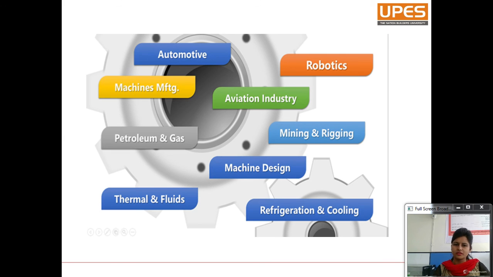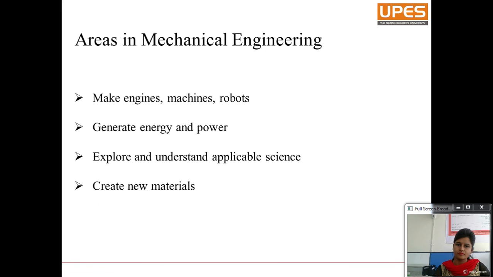Now, mechanical engineering you'll find in robotics, in the automotive sector, in the petroleum and gas sector, thermal and fluid systems, machine design, the aviation industry, mining, rigging, refrigeration, your domestic refrigerators and cooling systems at your home, everywhere. Now, being a student, how or why should I choose mechanical engineering?